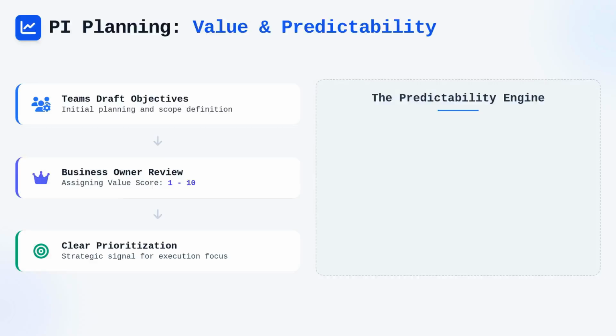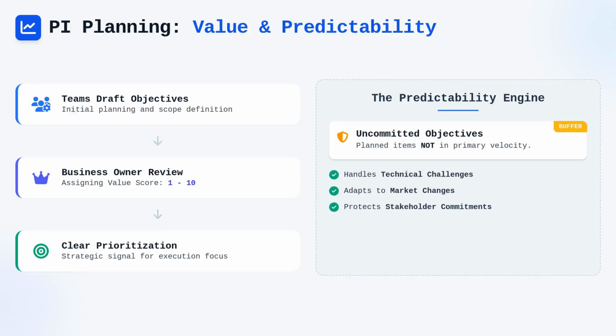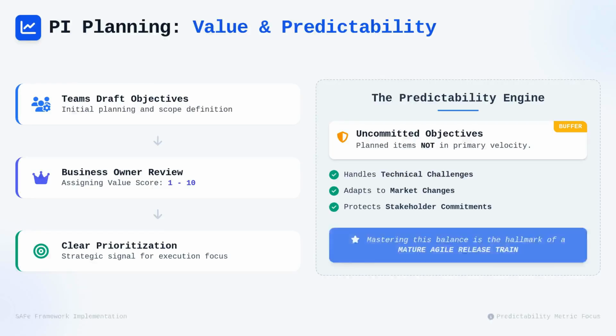This process also introduces the concept of uncommitted objectives, which are items that teams include in their plans but do not commit to as part of their primary velocity calculation. These objectives act as a buffer, providing the flexibility needed to handle unexpected technical challenges or changing market conditions without breaking the overall system reliability.